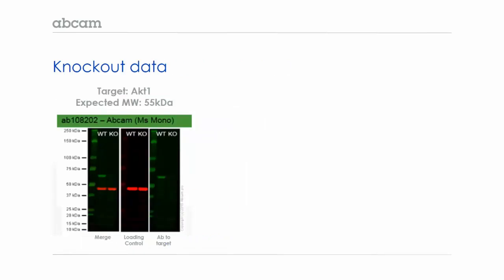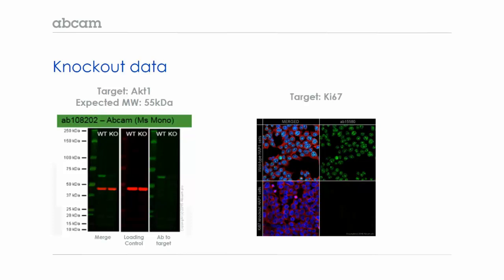In this Western blot for AKT1, you can see in the right panel the wild-type sample has a band at the expected molecular weight, and the band is gone in the knockout samples. Beta-actin is used as a loading control. We're also performing immunocytochemistry. As you can see here, with this Ki67 antibody, the signal is gone in the knockout samples in the lower right-hand quadrant.